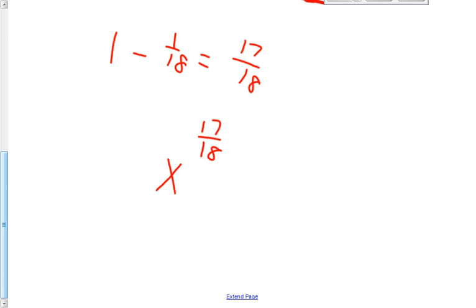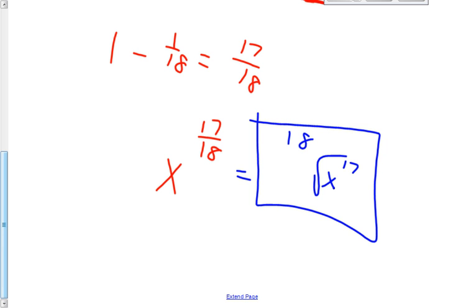And now we can just change this into radical form. So this is a much easier way about going around doing this. So we would have the 18th root of x to the 17th. And there's our answer for problem number 19. The 18th root of x to the 17th. Last one.